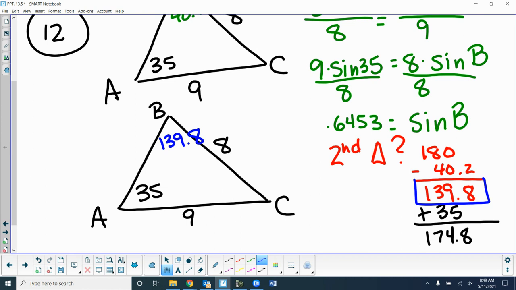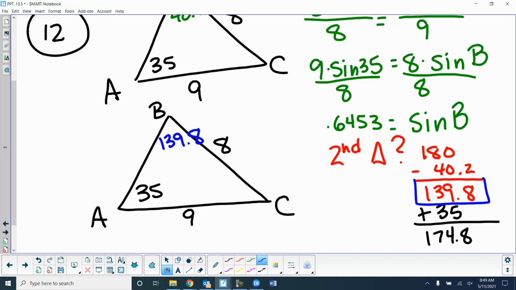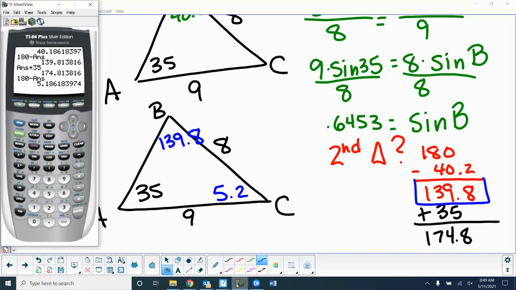So this angle B is 139.8. How do I find angle C? I add those two and subtract from 180, right? I've already done that. That's right here, right? So in my calculator I go 180 minus that answer, and I have a 5.2 degree angle for this second angle C. All right? So I almost have this one finished.